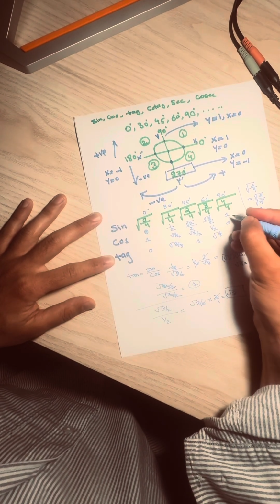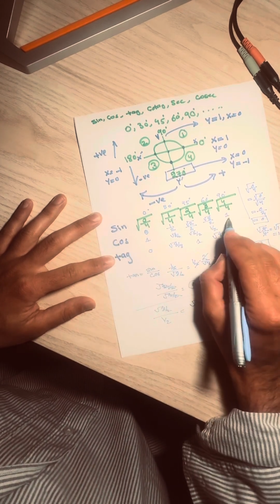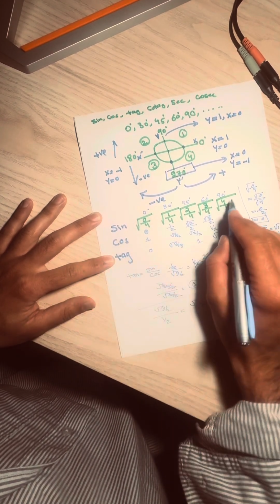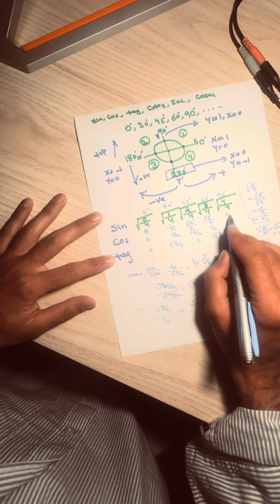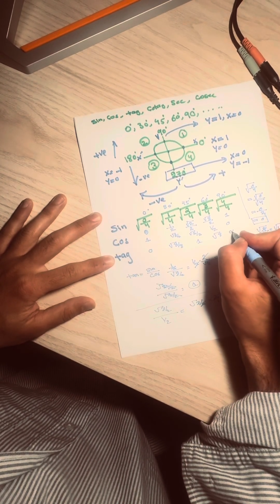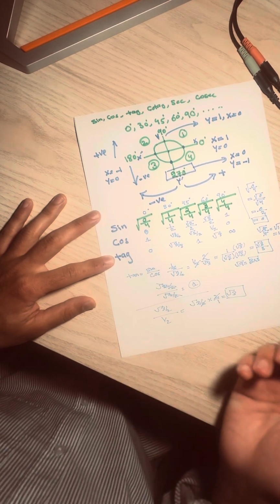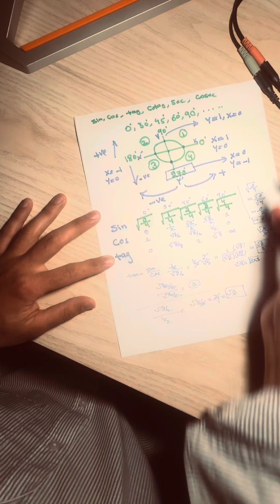1, any number, divide by 0. Sine 90 degree is what? 1. Cos 90 degree is what? 0. Any number, divide by 0 is what? Infinity. You understood? So this is very easy. You can find any angle.